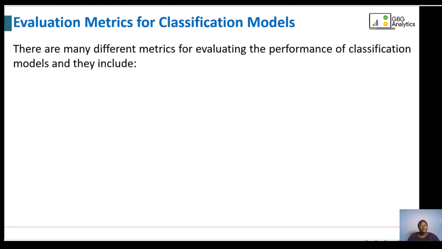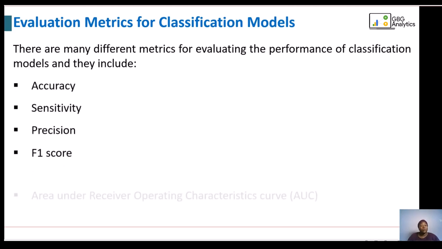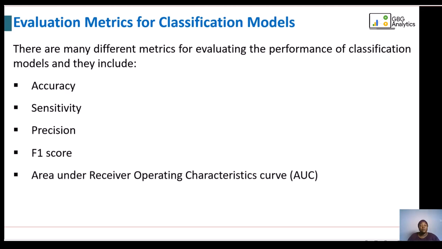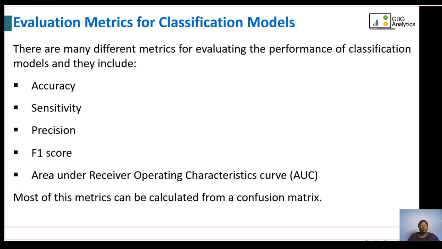So, there are very many different metrics for evaluating the performance of classification models, and they include accuracy, sensitivity, precision, F1 score, and area under the receiver operating characteristic curve, that is AUC. Most of these metrics can be calculated from the confusion matrix.